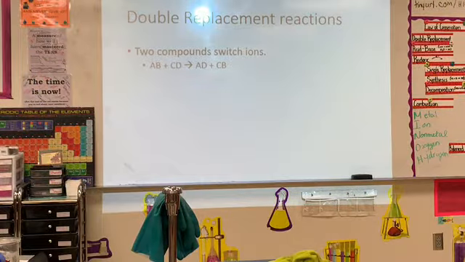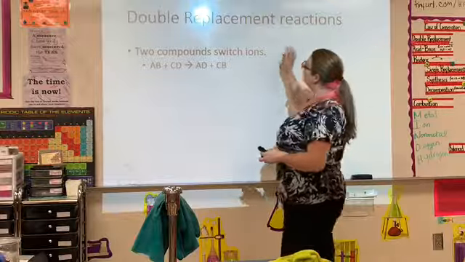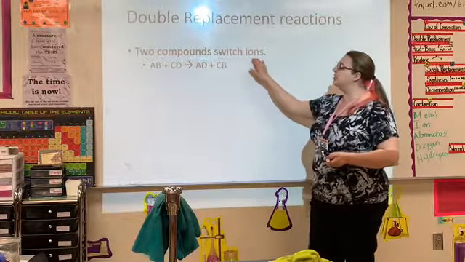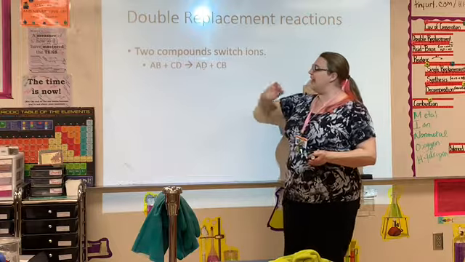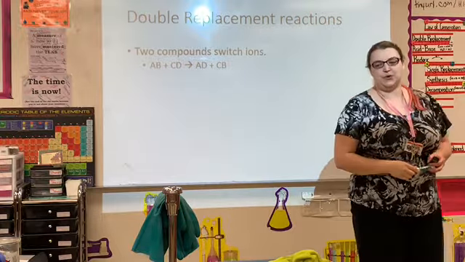Okay, so this is the general formula for a double replacement reaction. So please write this down in your notes. Double replacement reactions are where two compounds switch ions. So an AB plus CD would result in an AD plus CB. So go ahead and write that down, please.